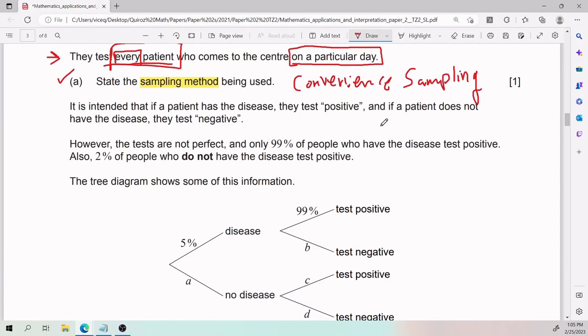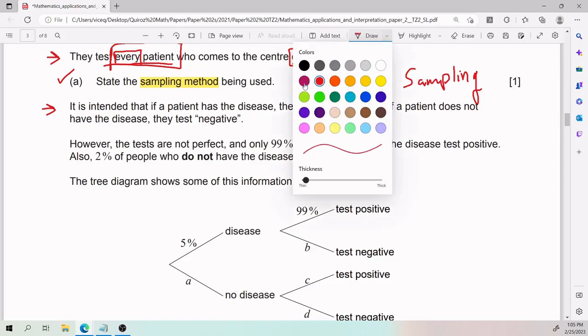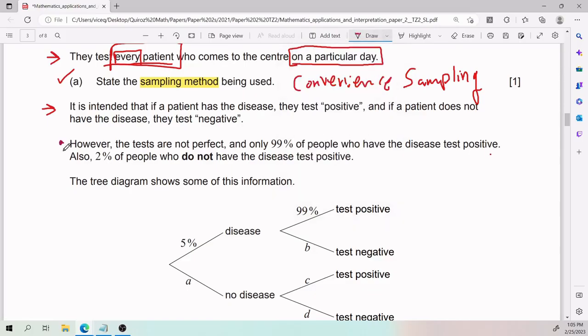All right, we keep going. Then they tell us that it is intended that if a patient has the disease, they test positive. If a patient does not have the disease, they test negative. Makes sense. However, the tests are not perfect, and only 99% of people who have the disease test positive. All right, I'm going to take a moment right there, this part that is in purple.